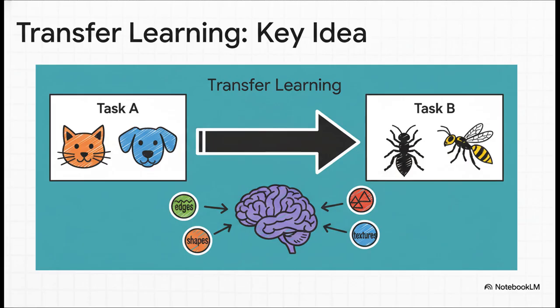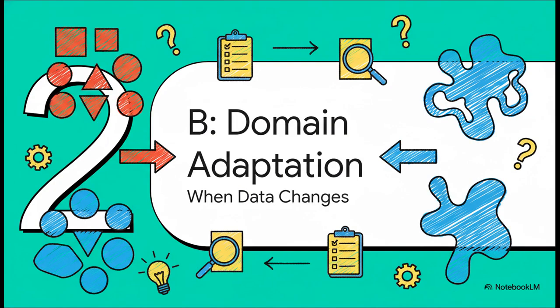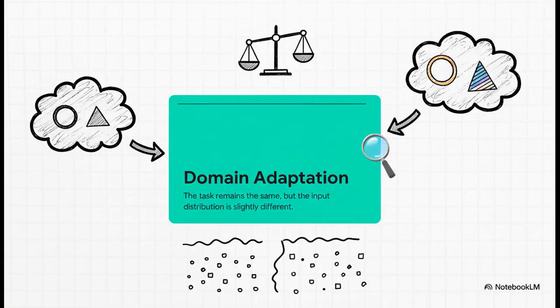That general skill of just seeing shapes and edges is just as useful for telling a dog from a cat as it is for telling an ant from a wasp. Makes sense, right? Okay, time for our second path, domain adaptation. Now, here's the twist. With this one, the task stays exactly the same, but the kind of data we're feeding it is what changes. So with domain adaptation, the job itself doesn't change at all, but the data we're working with is just a little different. The goal is the same, but the context, the world it's looking at, has shifted.